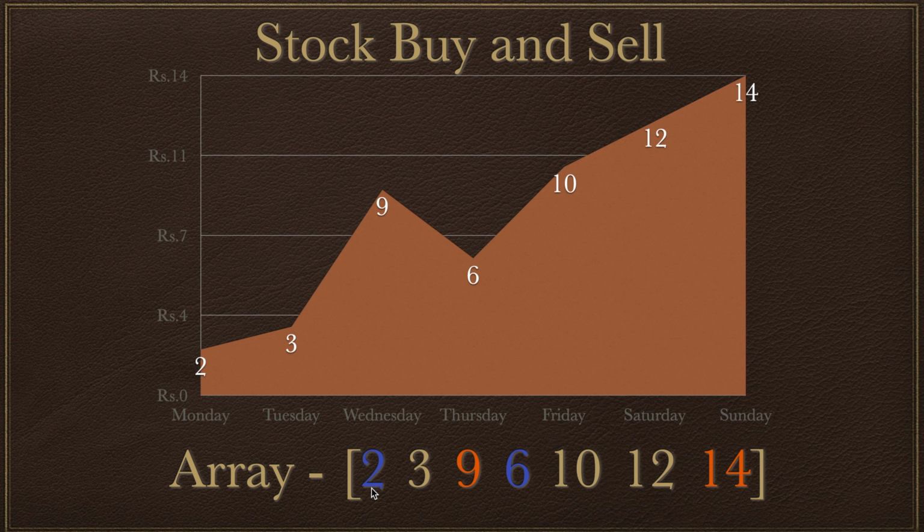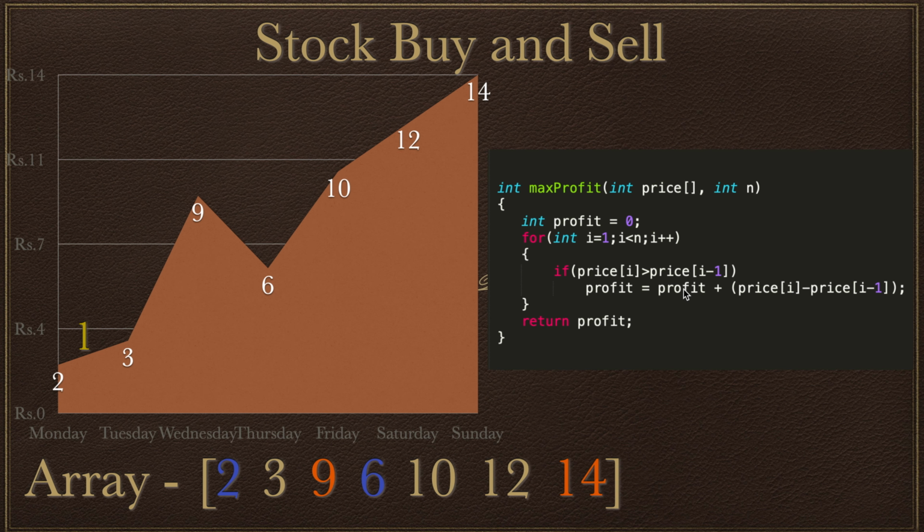So basically I'll buy on 2, sell it on 9, buy on 6 and sell it on 14. Let me show you the function that we will be writing so you'll get a clear idea of how it works. So here you can see I have a function. This is a complete function that we'll be writing that will find the maximum profit.